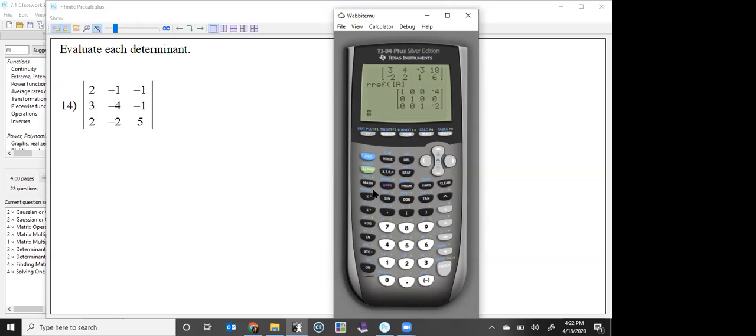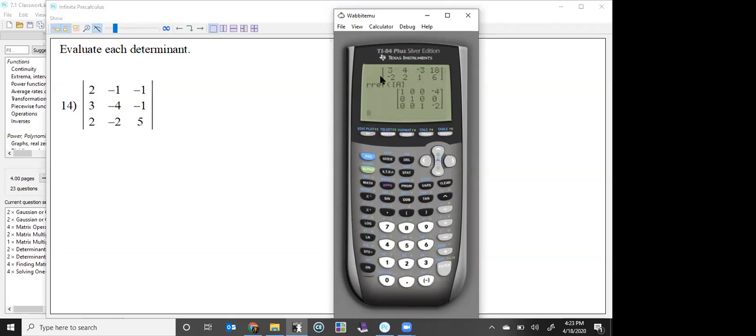Here's the second matrix. Then go over to edit. Enter. This is a 3 by 3 matrix, so I'm going to type 3, enter, 3, enter. I'm going to type my values out: 2, negative 1, negative 1, 3, negative 4, negative 1, 2, negative 5, 5. Okay, so there's my numbers.